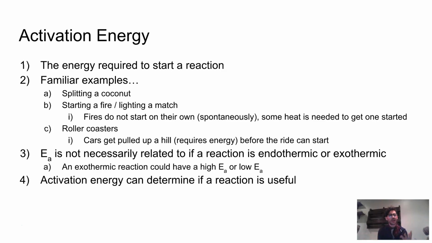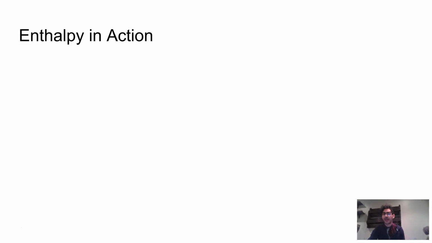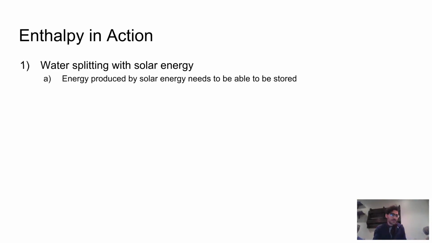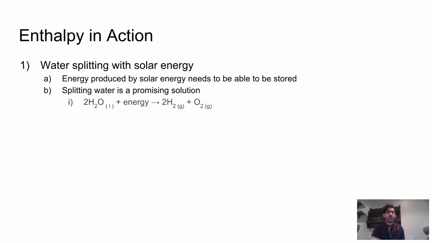So we can use activation energy to help us determine if a reaction is useful or good. Let's talk about that. Enthalpy in action. This is something that I studied and I think is pretty cool: water splitting with solar energy. If we produce energy from solar, ideally we need a way to store it, because we don't necessarily need to use it all at once. We need to be able to store energy so we can use it later. Water splitting is a pretty cool, promising solution. We can use energy to split water into hydrogen and oxygen, and then later we can react those together to produce water again and get that energy back out.